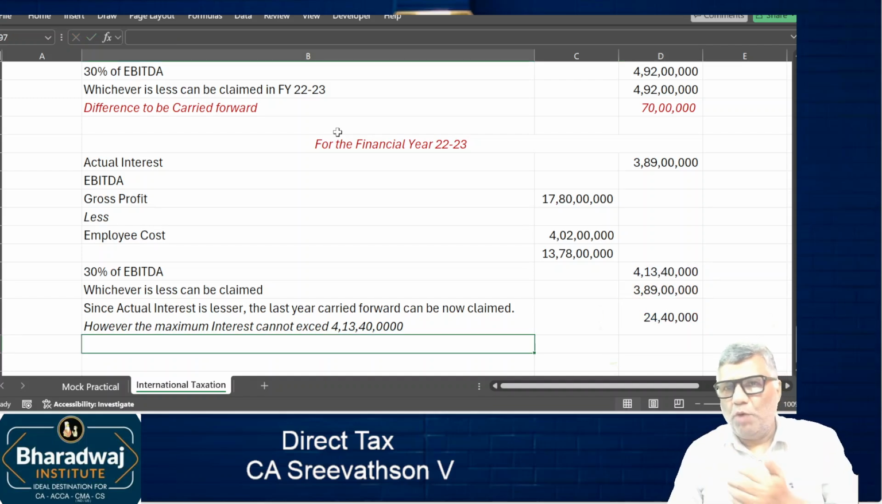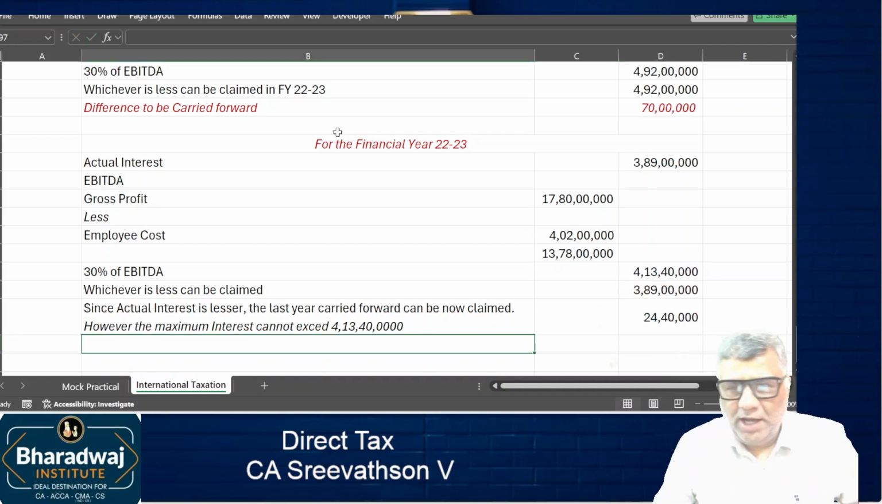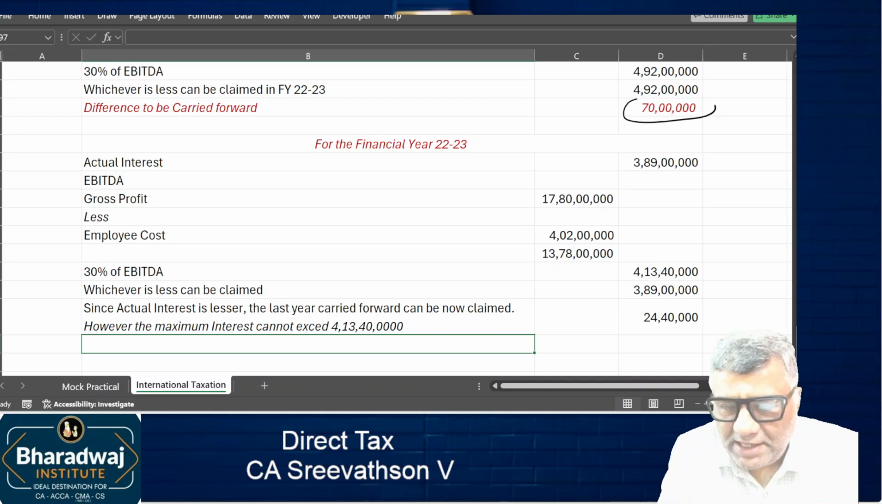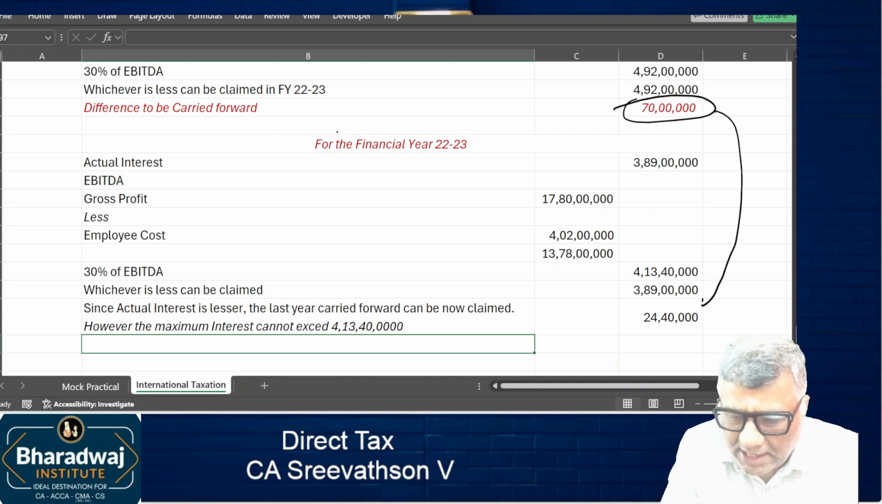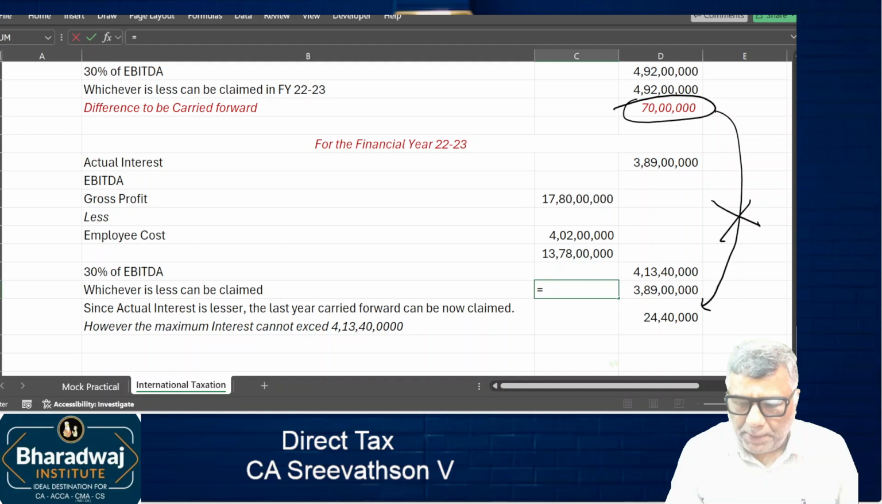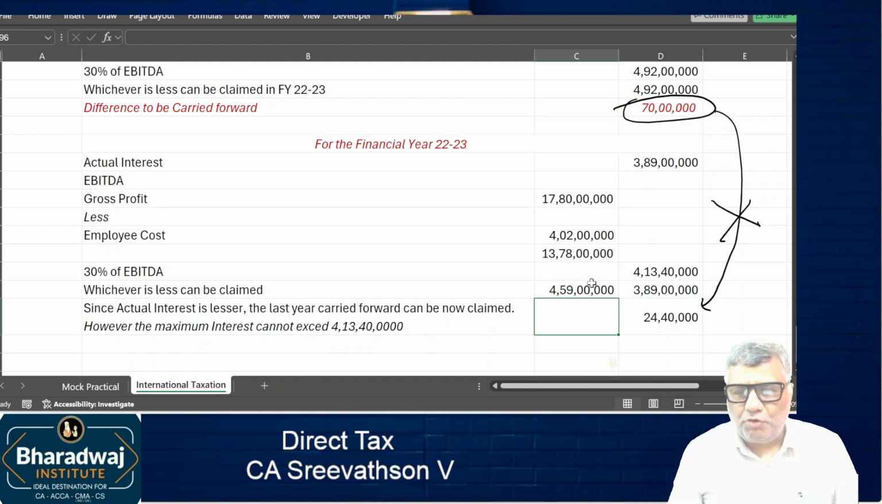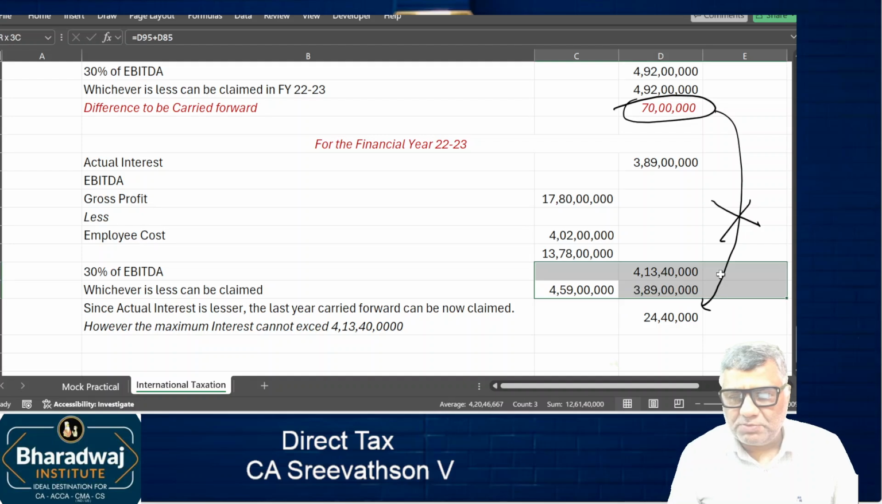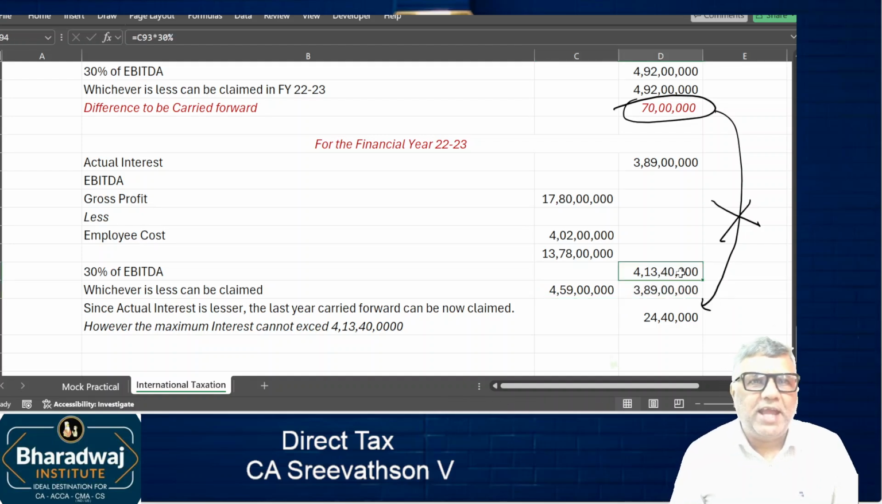24,40,000 I can claim. Once more, class, I have a carry forward of 70 lakhs. Can I claim the entire 70 lakhs? The answer is no. If I claim the entire 70 lakhs, my actual interest will be 4 crore 59 lakhs, whereas 30% of EBITDA is only 4. I can claim to the extent of 24,40,000.